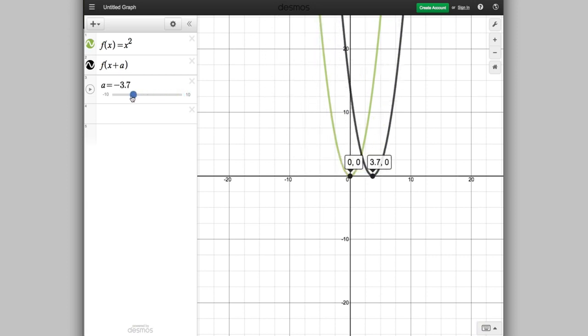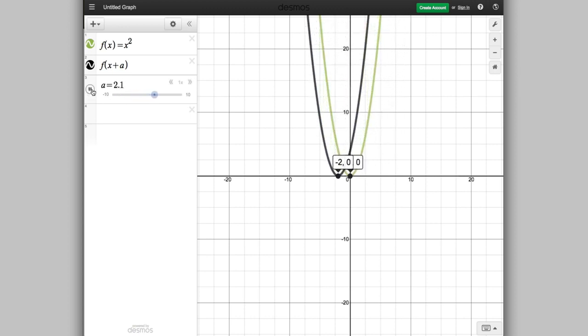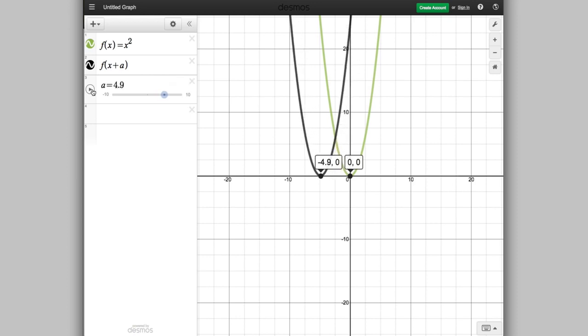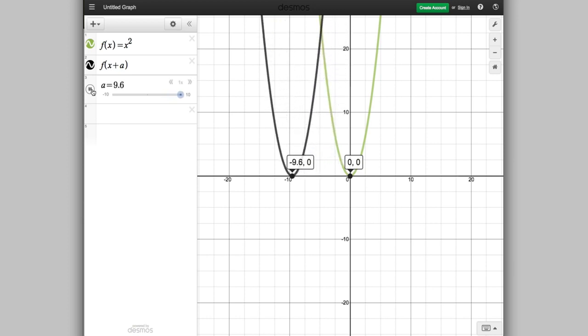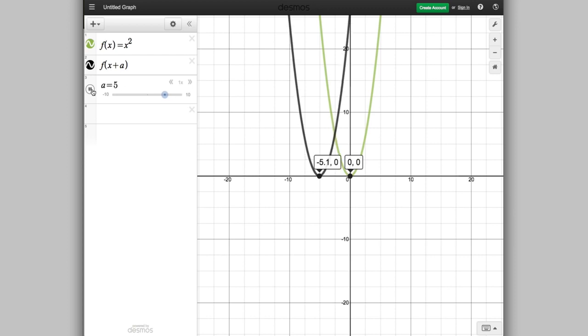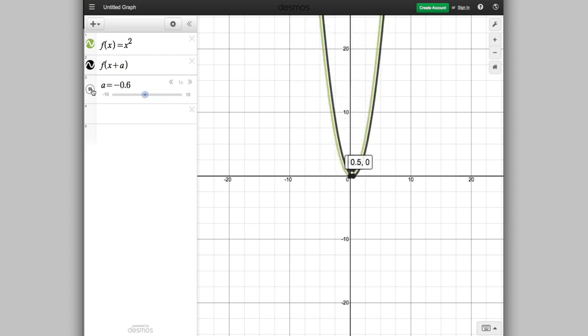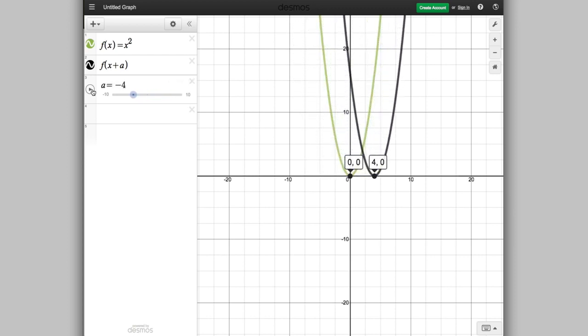Now what if I subtract a number? Say I subtract 5. I'm working out f(x - 5). The graph's moved 5 units to the right this time. And you can see if I just keep playing, here I'm working out f(x + 4.9). The graph has moved 4.9 units to the left. I think you can clearly see what's going on. Here I am subtracting 4, so I'm working out f(x - 4), and the graph has moved 4 units to the right.